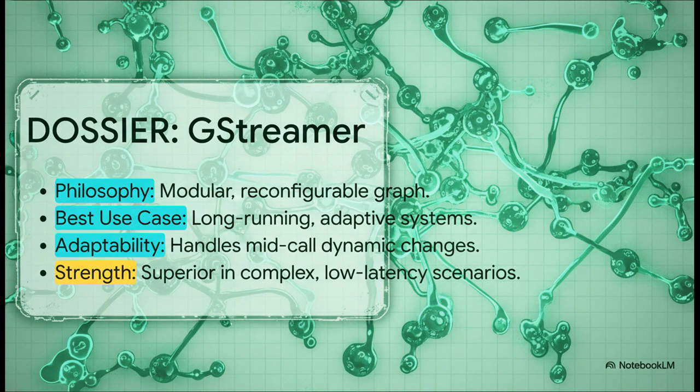Now, our second operative, GStreamer. This one is a master of adaptation. Instead of a fixed pipeline, GStreamer thinks in terms of a modular, reconfigurable graph of different elements. This makes it the absolute go-to for complex, long-running systems where conditions are constantly changing. Someone joins the call, someone leaves. Need to change the video layout mid-recording? GStreamer is built to handle that kind of chaos on the fly.